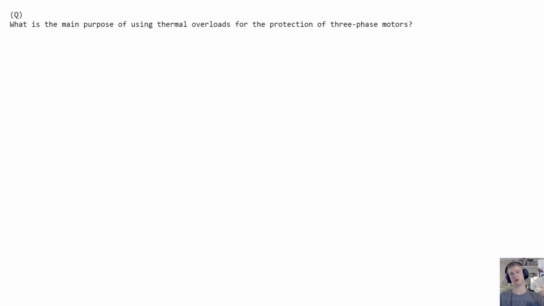Next, what is the main purpose of using thermal overloads for the protection of 3-phase motors? And this would be to protect the motor in case of a sustained overload.